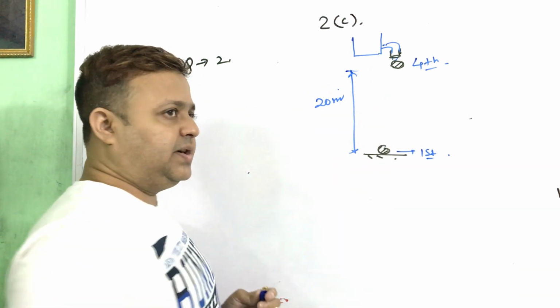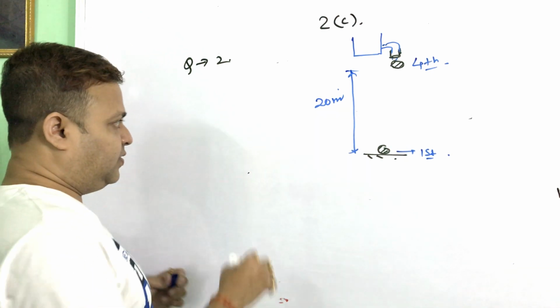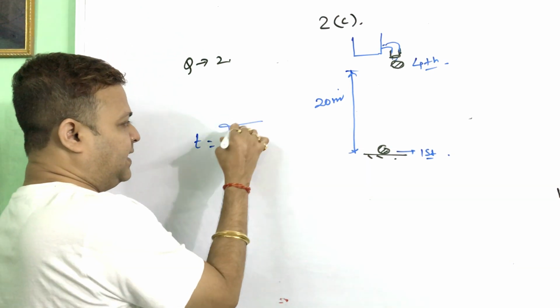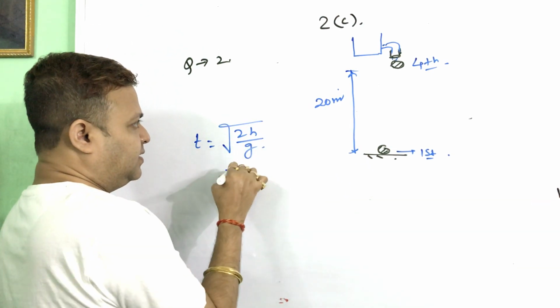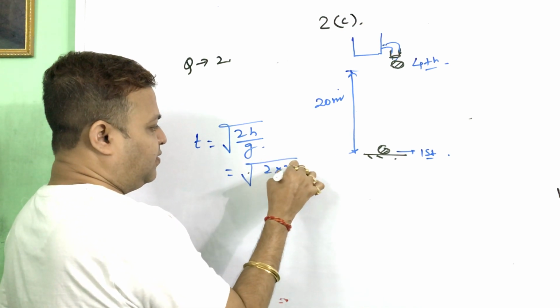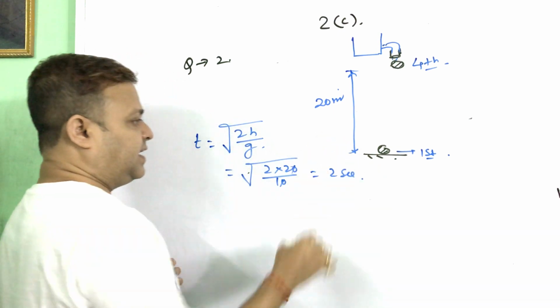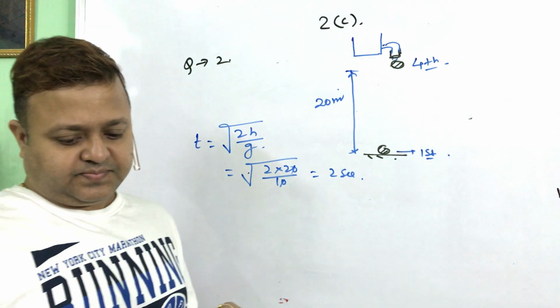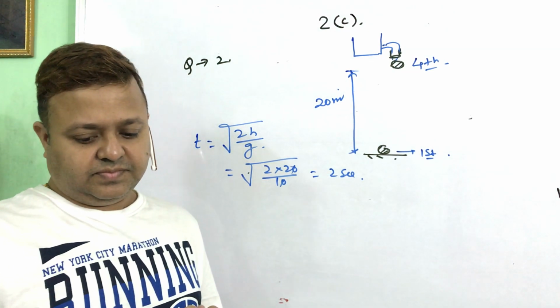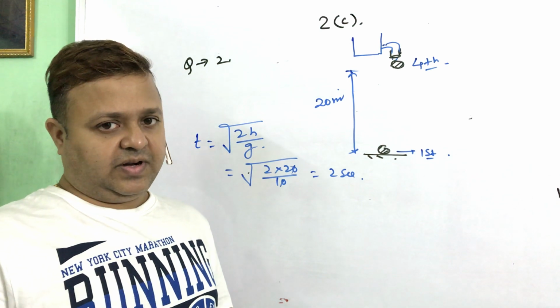So the time required to hit the ground for a single drop, কত লাগবে? Time equals root over 2h by g. So 2 into 20 by g, that is 2 seconds. This is the time required to hit the ground.